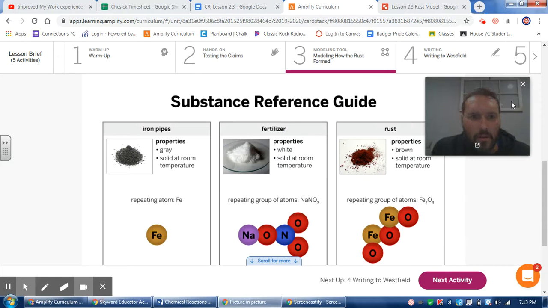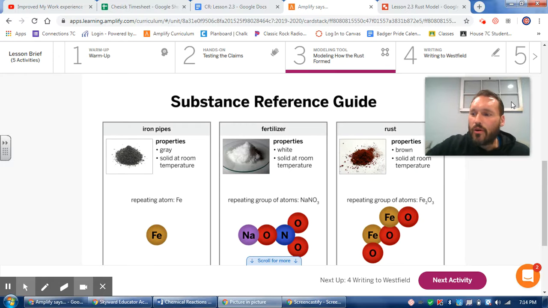All right. We're going to go over how to put the model together. If you had a hard time with this, or if you just want to check your model before you turn it in, remember the substance reference card is going to be super important here, because we know that at this point the iron pipes and the fertilizer became the new substance, rust, that was in the water in the people that lived in Westfield's homes.